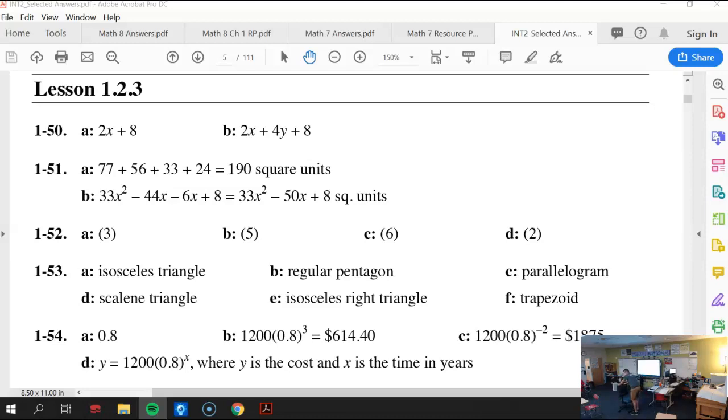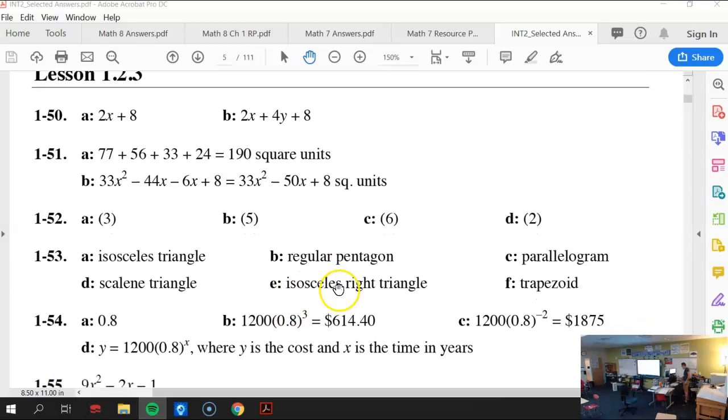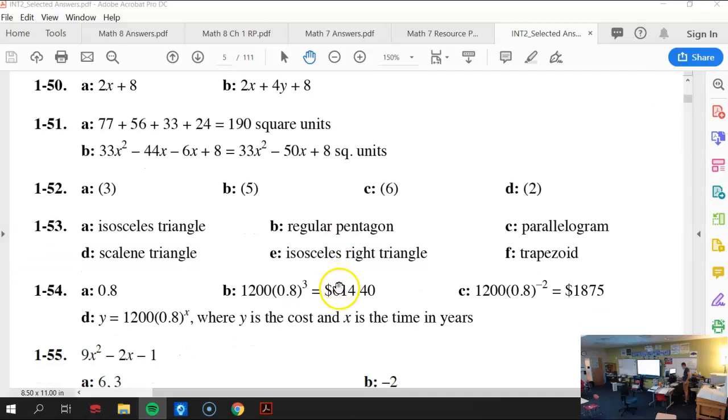Questions on homework? Most isosceles are not very isosceles. Yeah, I don't know why we say that, it's more correct.